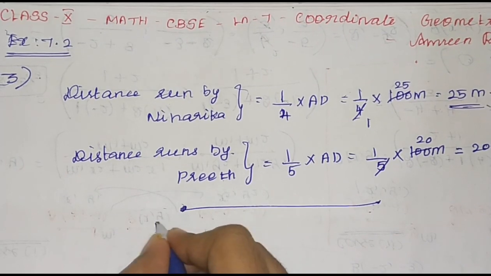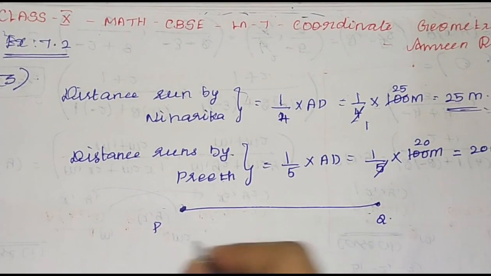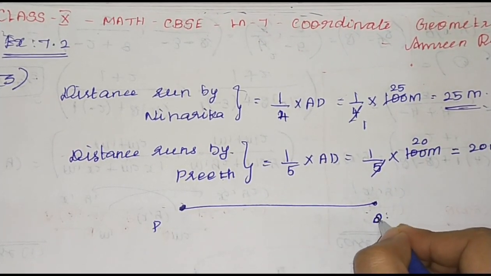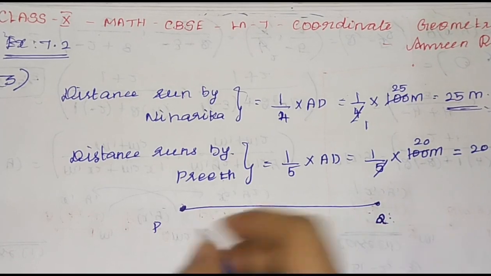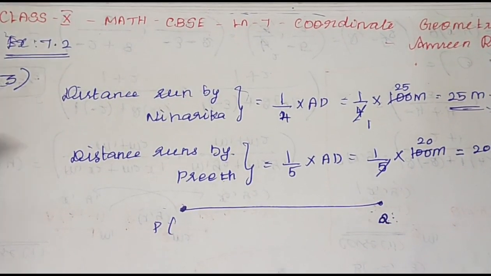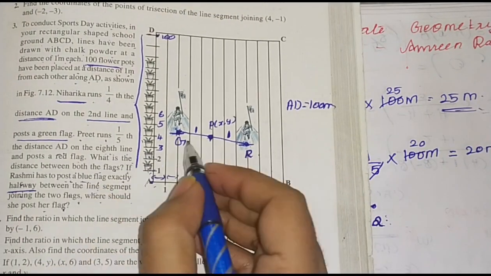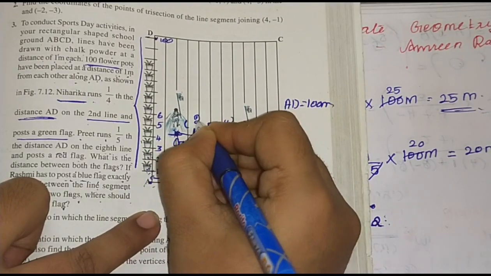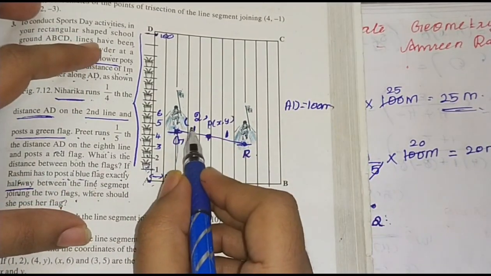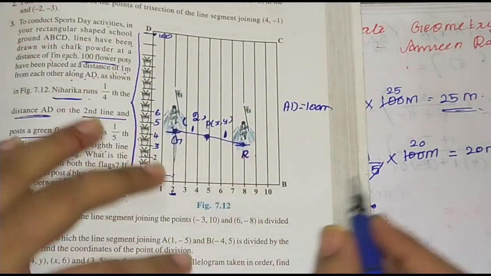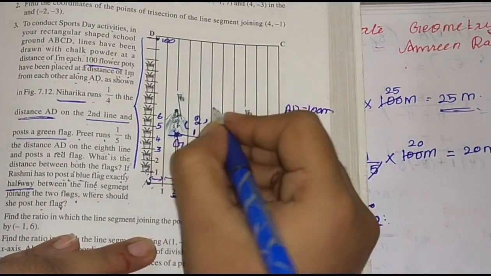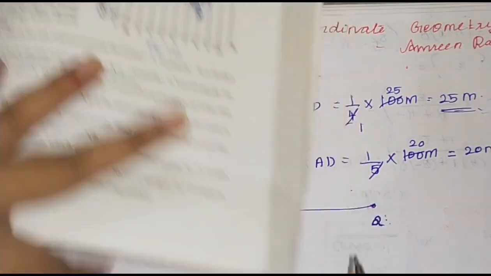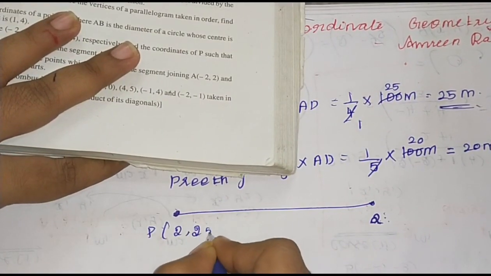So through the diagram I will explain the first girl's position and the second girl's position. The first girl's position we consider P of x comma y, and the second girl's position we can consider Q of x comma y. Through the diagram we can see that for the first girl the x coordinate is 2, and the y coordinate is how much distance she ran. She ran 25 meters, so the y coordinate is 25. So the first point is 2 comma 25, so the P coordinate is 2 comma 25.